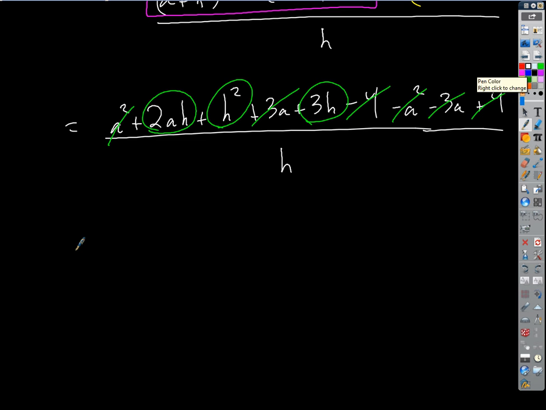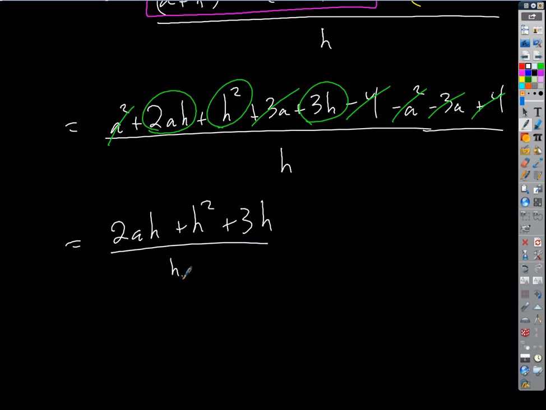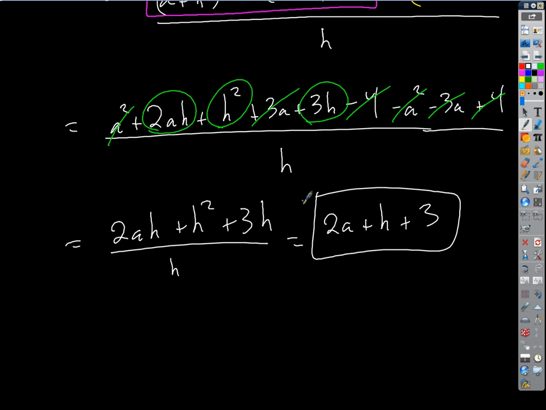So then I end up with, on the top, 2ah plus h squared plus 3h over h. Am I done? No. You go a little further with that. What would that be? 2a plus h plus 3. So that would be my answer.